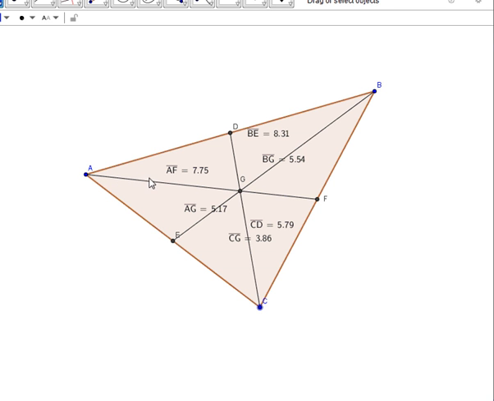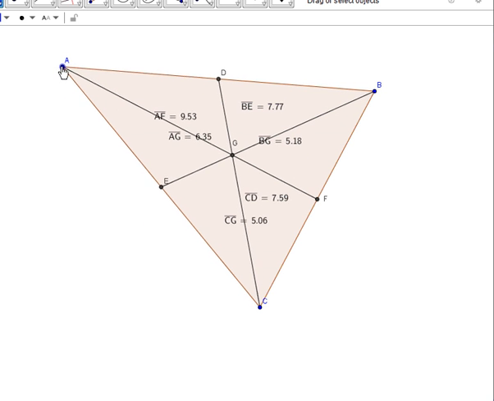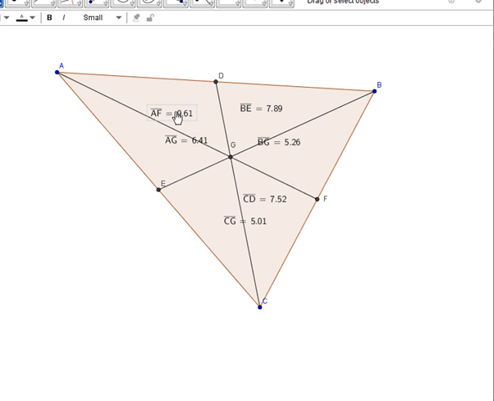Use your calculators for just a moment. I'm going to drag this around. Notice all those numbers all change. AF. Now A to F is the complete median length. A to F is 9.61. I want you to take 2/3 of 9.61. In other words, you multiply it by 2 and divide it by 3. 9.61 times 2/3. What number do you get? 6.41, hopefully, is what you get.